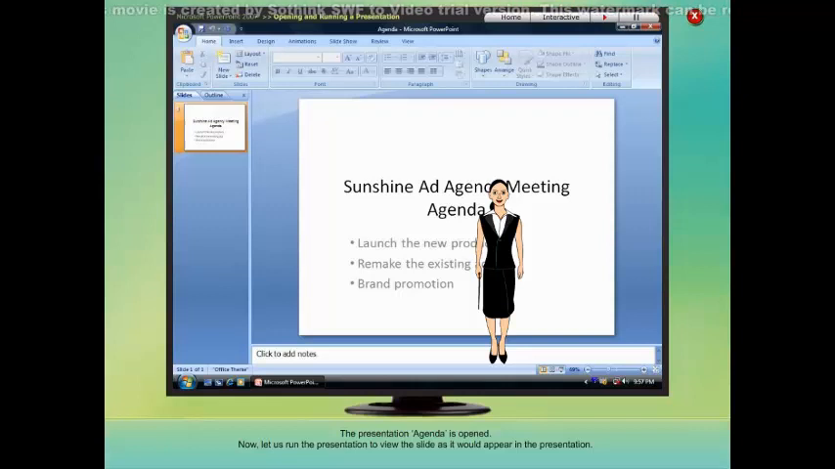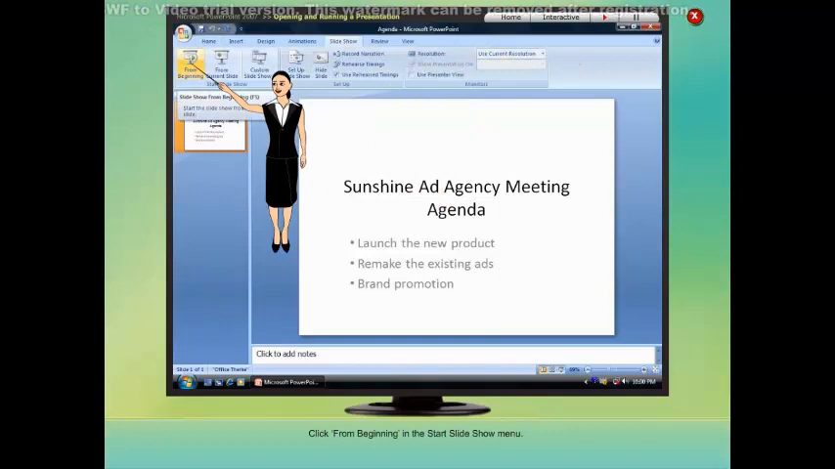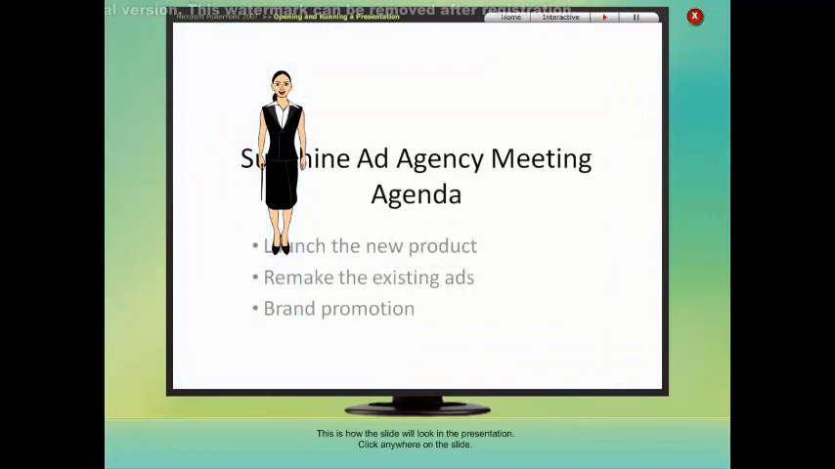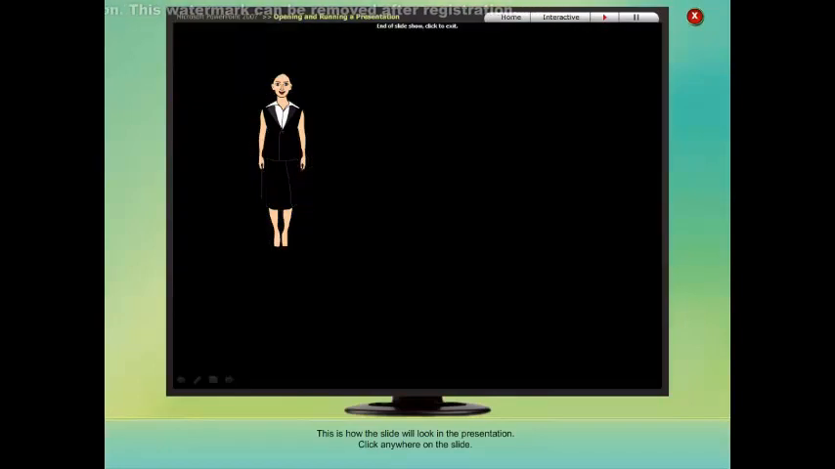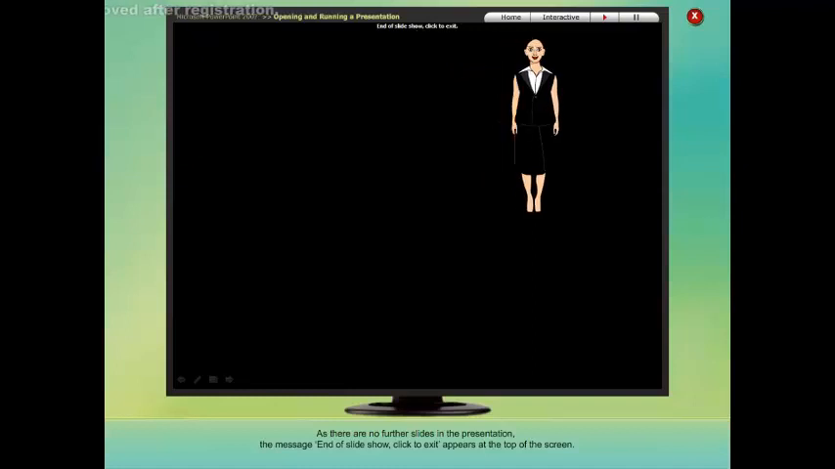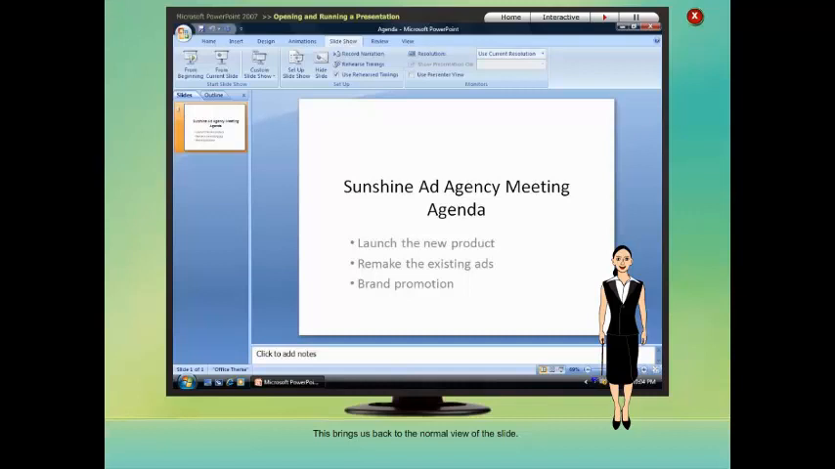Now let us run the presentation to view the slide as it would appear in the presentation. Click the Slideshow tab. Click From Beginning in the Start Slideshow menu. This is how the slide will look in the presentation. Click anywhere on the slide. As there are no further slides in the presentation, the message End of Slideshow, click to exit appears at the top of the screen. Click anywhere on the screen. This brings us back to the normal view of the slide.